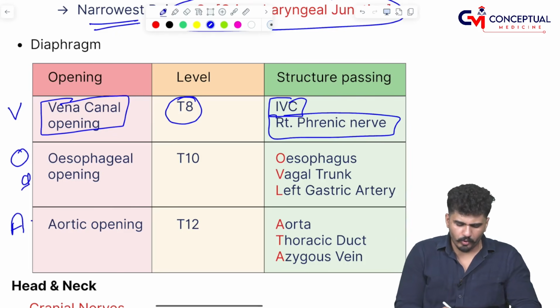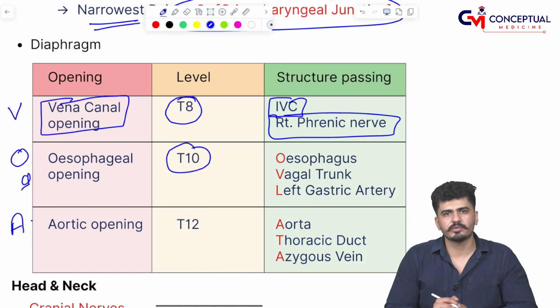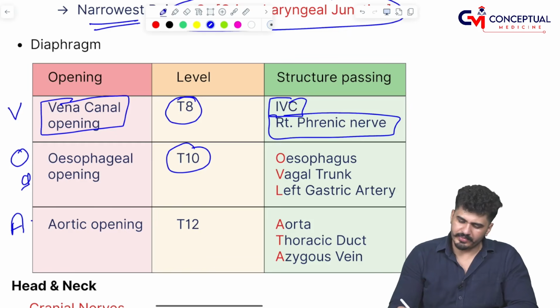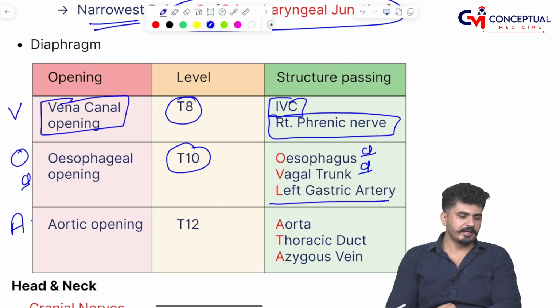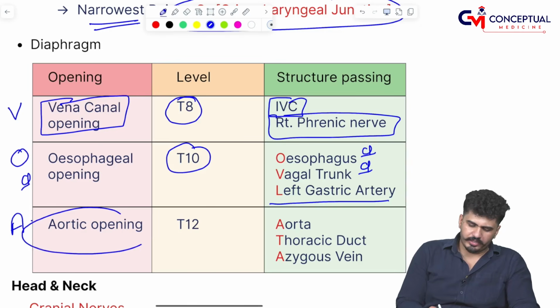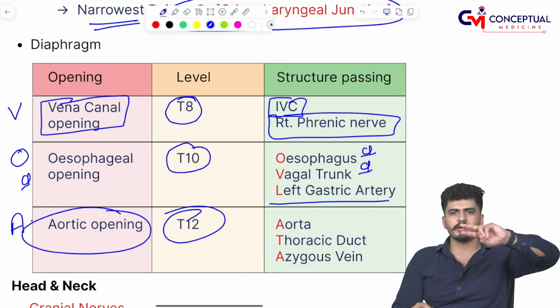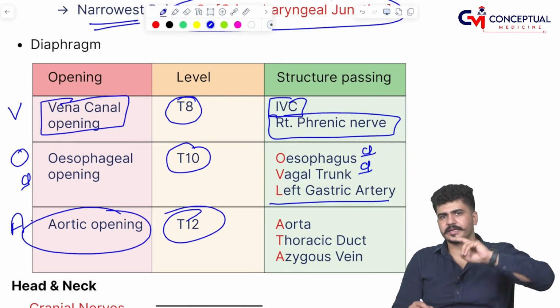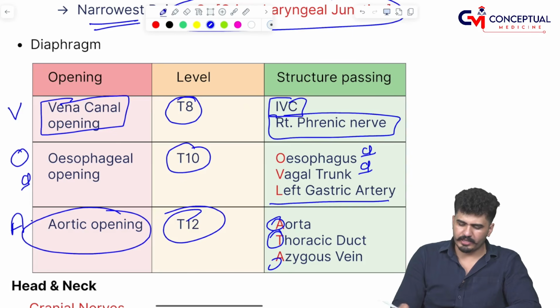Now the esophageal opening is present at T10. The structures passing through here are esophagus, vagal trunk, and left gastric artery. Esophagus, vagal trunk, and left gastric artery. Now coming to the aortic opening, my dear friends. The aortic opening is present at T12. So remember, a gap of 2 is coming: T8, T10, T12. Here we have a mnemonic, A for ATA: aorta, thoracic duct, and azygos vein.